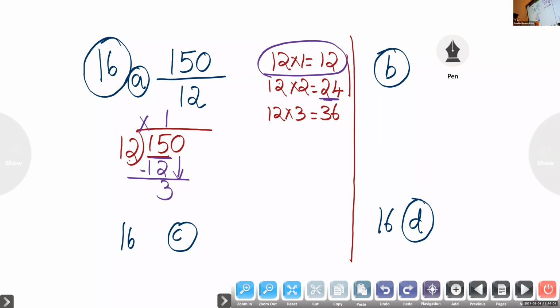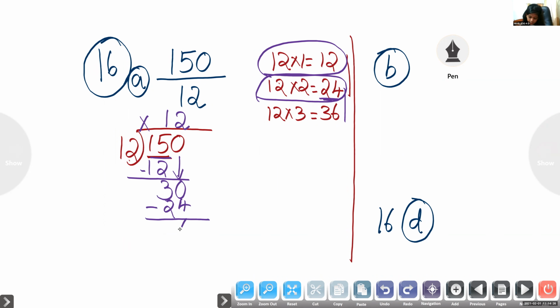Bring down 30. Now check again. Where will 30 be? Between 24 and 36. So what will we take? 24. So 12 times 2 we had to take. 2 times 12, 24. Yes. So we know 30 minus 24, the remainder is 6. Okay. Now, children, we have to write the answer.